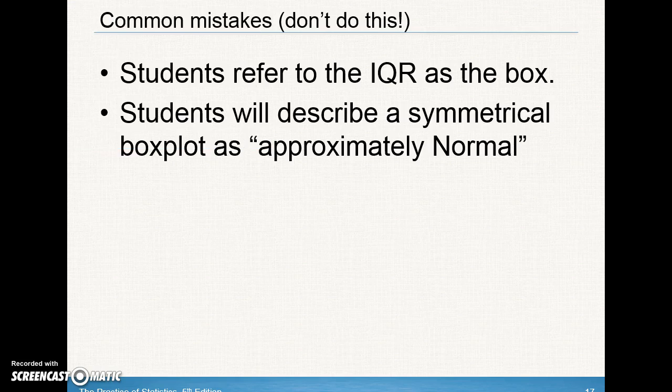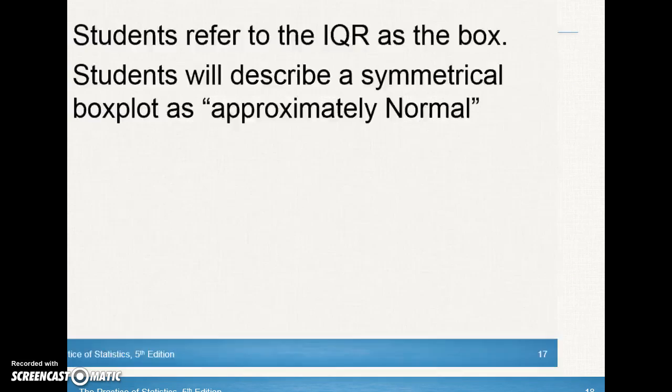Okay, common mistakes. Don't do these things. Students sometimes refer to the IQR, the interquartile range, as the box. The interquartile range is a number. Students will sometimes describe a symmetrical box plot as approximately normal, which we're going to get into the normal distribution in the next unit. Normal distribution is not the same. Even if a box plot is symmetrical, we don't know anything about the data values in the box, so we cannot say that it is normal.